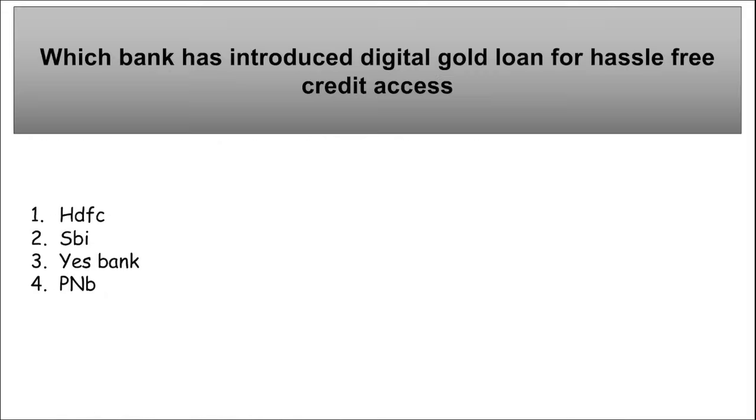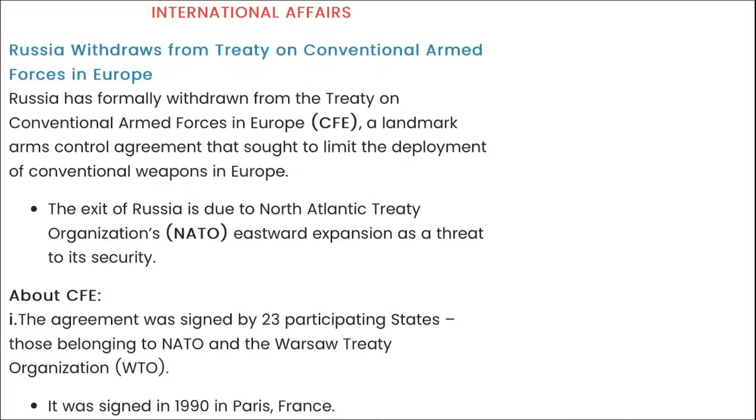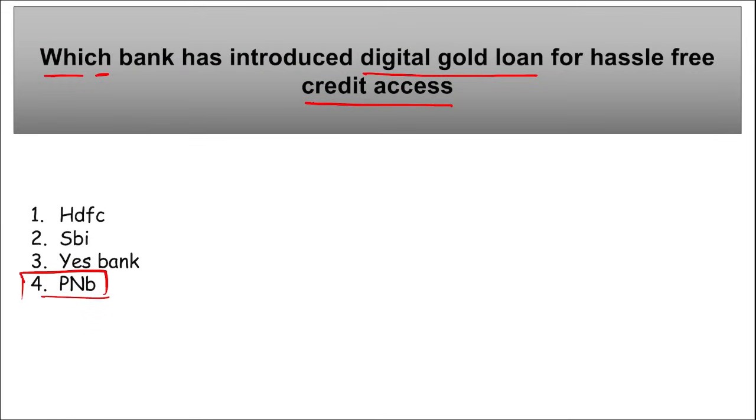Right? Next is, which bank has introduced digital gold loan for hassle-free credit access? So recently, remember, which bank is it? It is Punjab National Bank. They have recently introduced digital gold loan for hassle-free credit access. PNB, Punjab National Bank, correct? And this is important, friends, take a note of it. Punjab National Bank has recently introduced digital gold loan for hassle-free credit access.